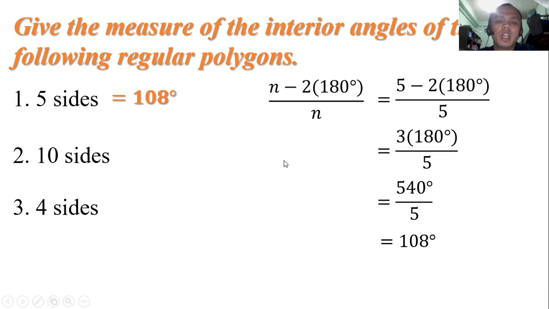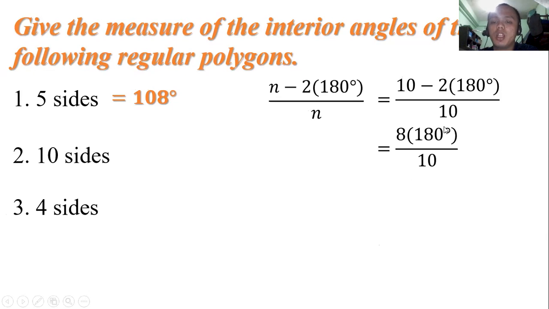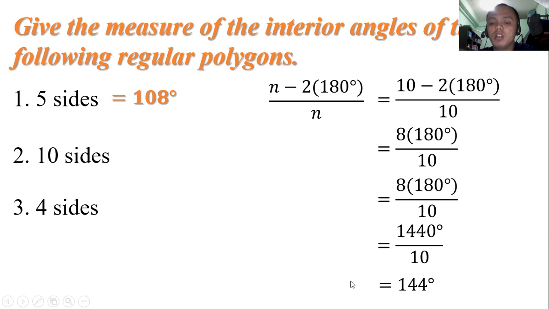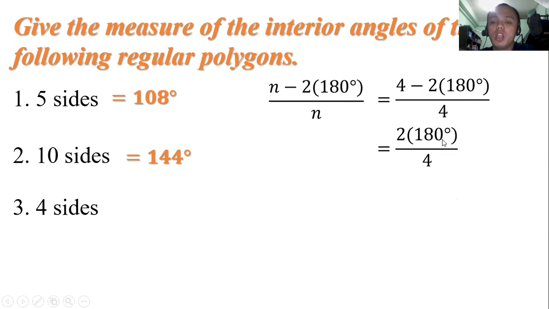The next, 10 sides. On 10 sides, substitute your n to 10. 10 minus 2, we have 8 times 180 degrees is equal to 1,440 divided by 10 is equal to 144 degrees. How about the four-sided polygon? Again, substitute your n to 4. 4 minus 2, we have 2 times 180 degrees. We have 360 degrees divided by 4 is equal to 90 degrees. Each angle of a four-sided polygon is 90 degrees.